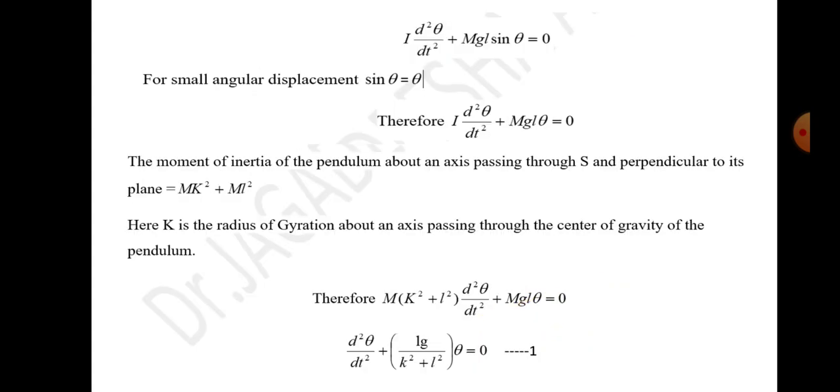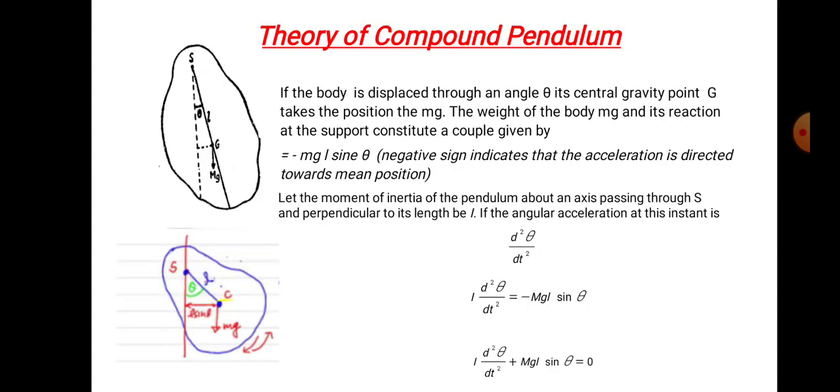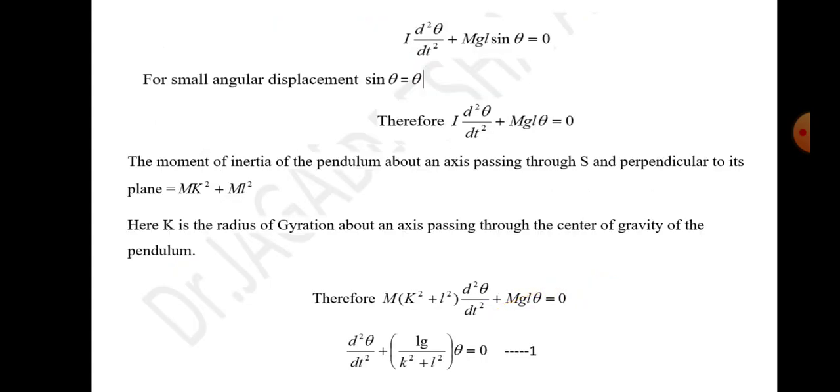Now assume a small angular displacement, the body moving here through a very small angle. Then sin theta is equal to theta. Just substitute this theta value here. The remaining terms, I d square theta by dt square plus mgL, keep as it is. Instead of sin theta, just write theta only, is equal to 0.